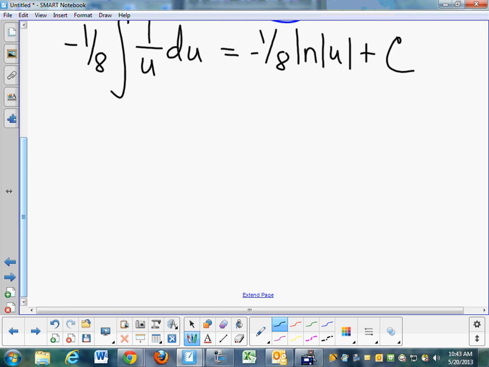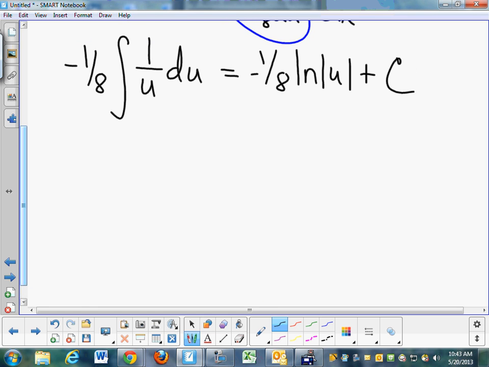Figure it out. You can do it. If you see an n, it's going to be preceded by an l. How's that? There you go. Okay, so negative 1 over 8 natural log of absolute value of 2 minus 8x. There you go. That's the answer.